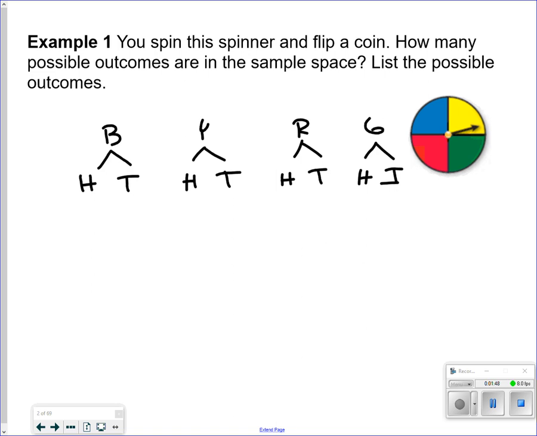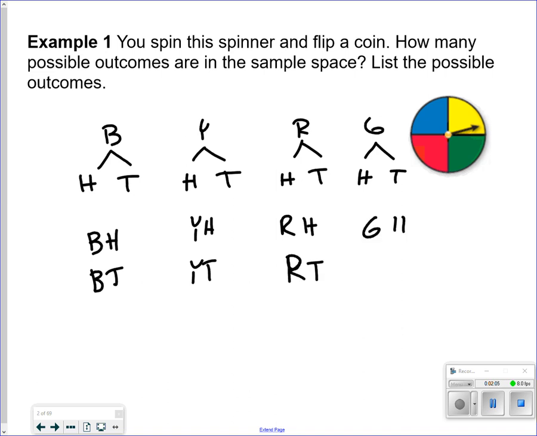So the actual list, though, is listing out all of the possibilities here. So blue with the heads, blue with the tail. Yellow with a head, and yellow with a tail. Red with the heads, red with a tail, and green with the head and green with the tail. So those are the 8 possible outcomes that you could get if you spun this particular spinner that has 4 spaces and flipped a two-sided coin.